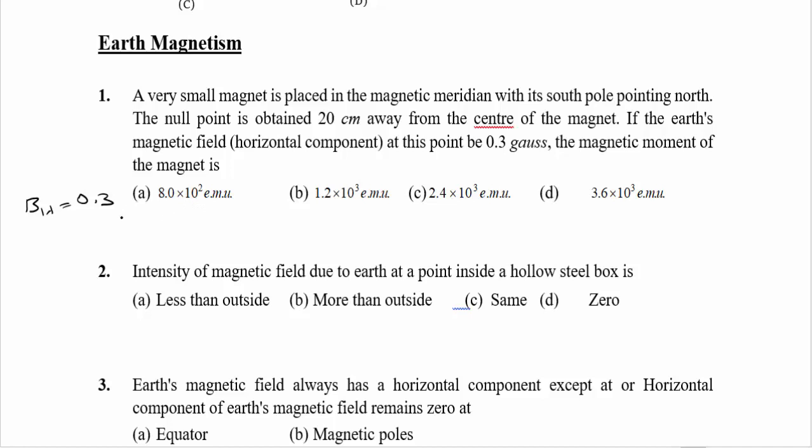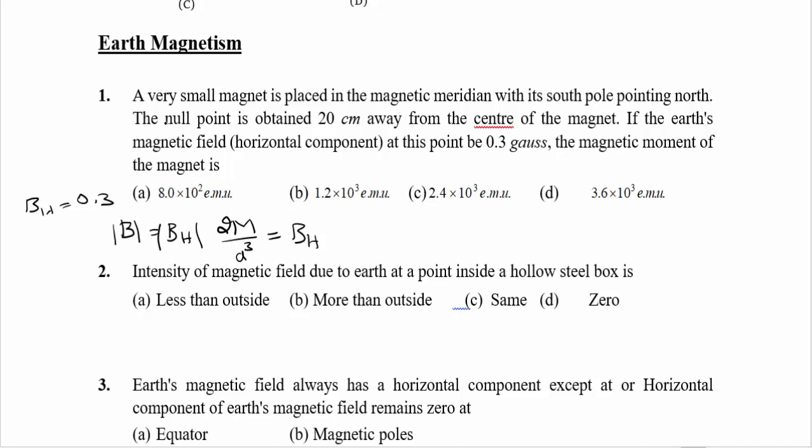See here, for the null point, the magnitude of the magnetic field must be equal to BH. And what is the formula for B? In CGS units, the magnetic field is 2m by d cube. 2m by d cube is equal to BH. Why have I taken B equal to BH? Because both magnetic fields will be equal and opposite. Why will both magnetic fields be equal and opposite? For the null point.